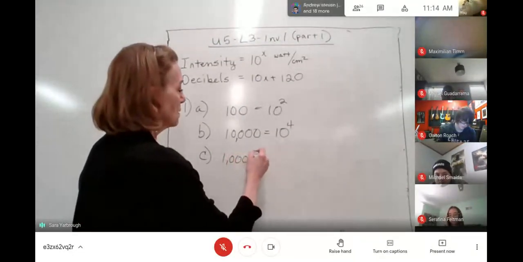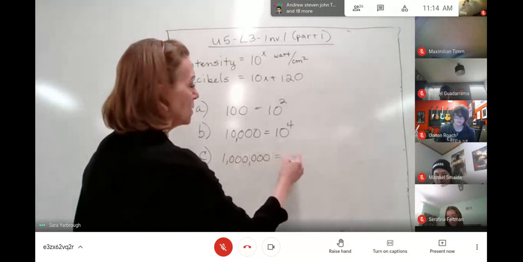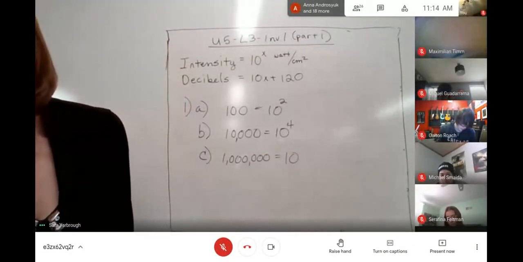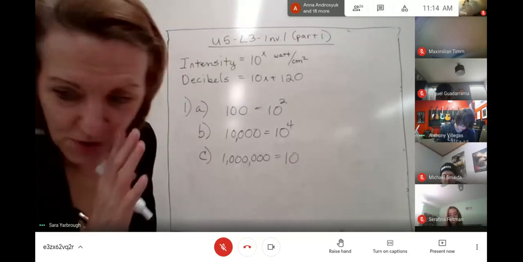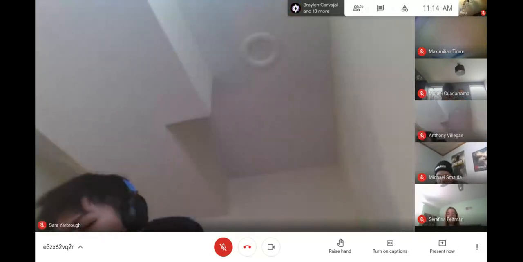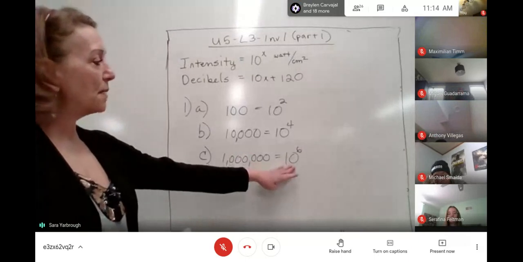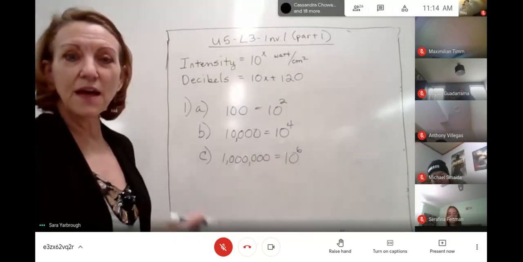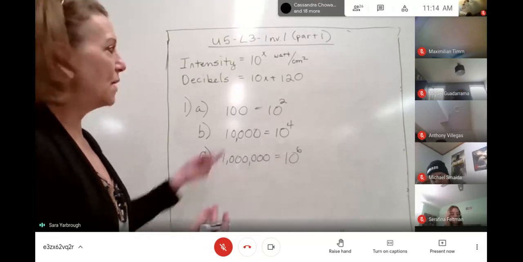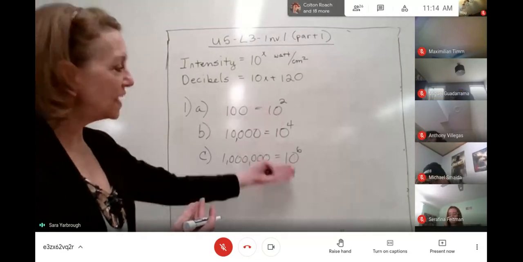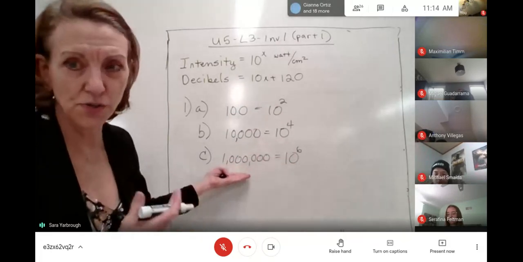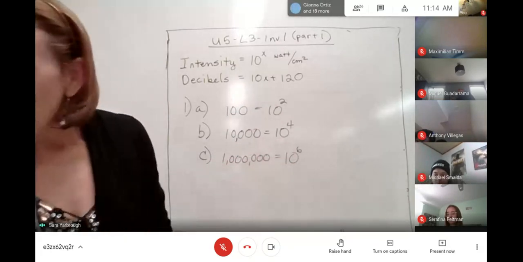So what about 1 million? That would be 10 to the what? 6. Yeah, 6. So 10 multiplied by itself 6 times is going to give you 1 million. Thus illustrating the convenience of this type of notation when you're writing very, very large numbers.